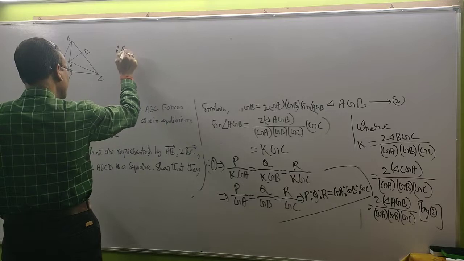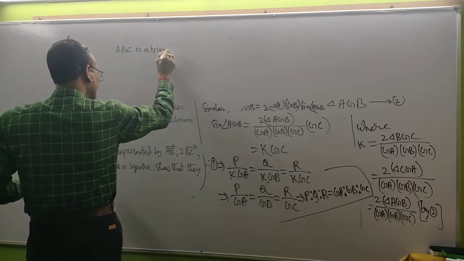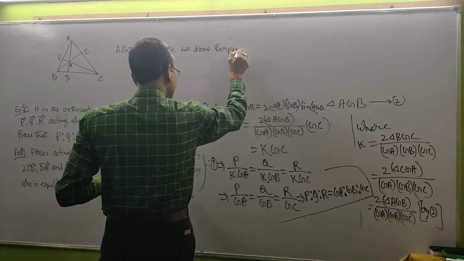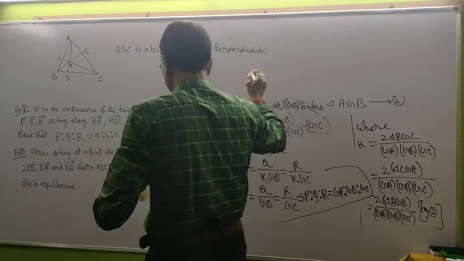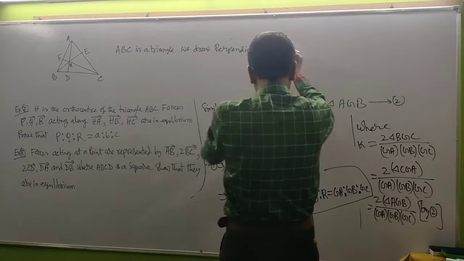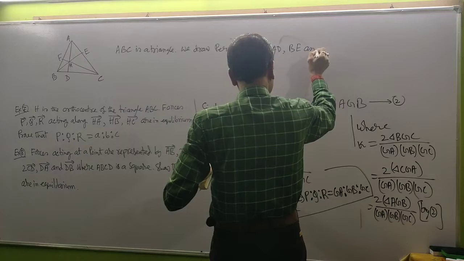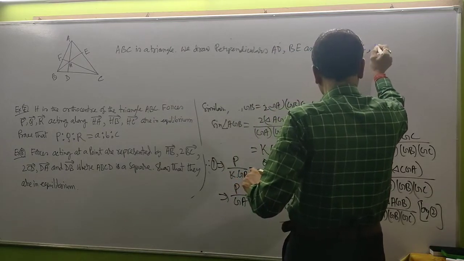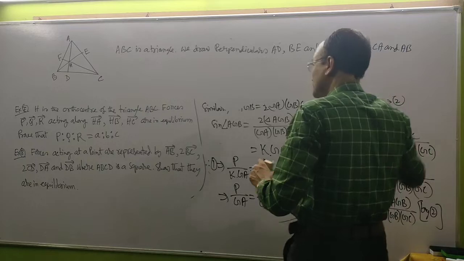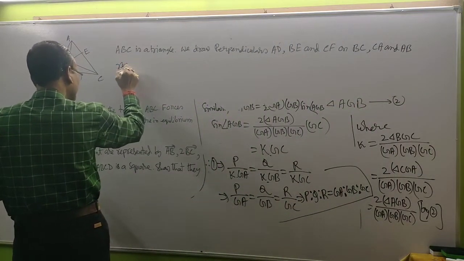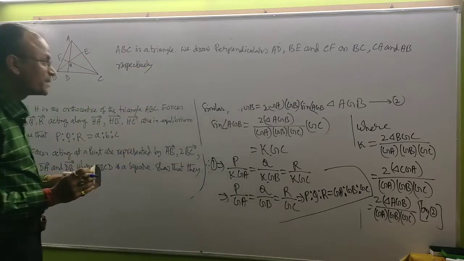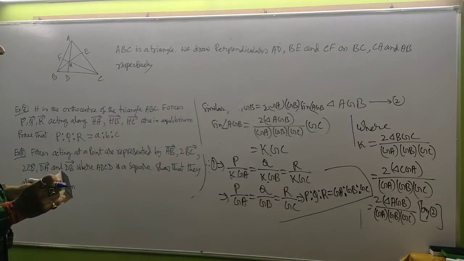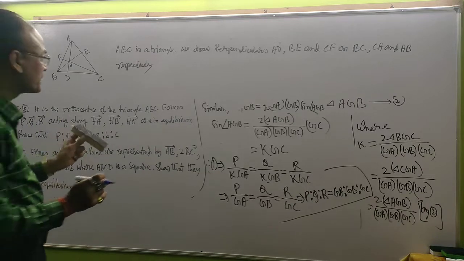ABC is a triangle. You may write: ABC is a triangle. We draw perpendiculars AD, BE and CF on BC, CA and AB respectively.